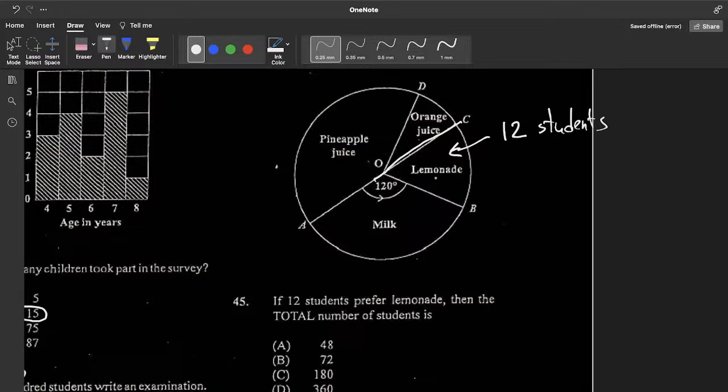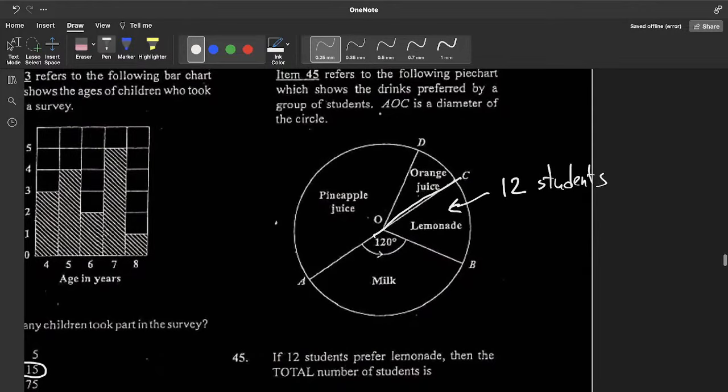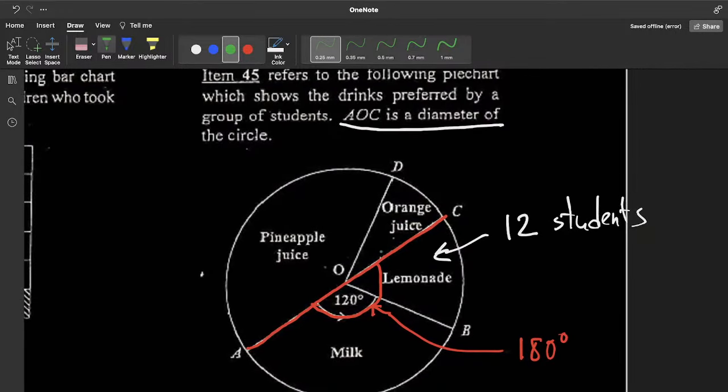Now, you can see a little trick here. It says here now that AOC is the diameter. That is great news. If AOC is a diameter, if right here is a diameter, it only means that this whole thing here is 180 degrees. Now we smile and we're punching now. 180 degrees. So if there's 180 degrees, just follow me here. You'll see how this is going to be important.